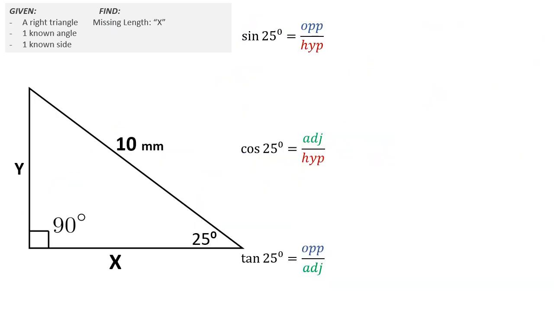Okay, let's look at another example where, again, they are giving us one known angle. Well, in this example, it's 25. One known side, they're giving us 10. And they are asking us to use SOHCAHTOA to find x. All right, not a problem. Let's just set up our ratios and fill in the information that we do know.